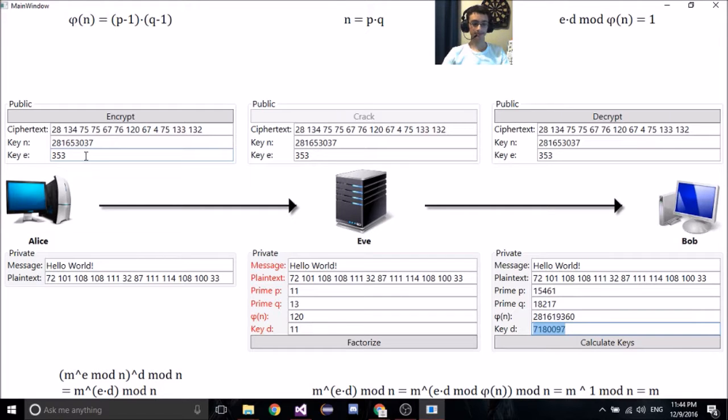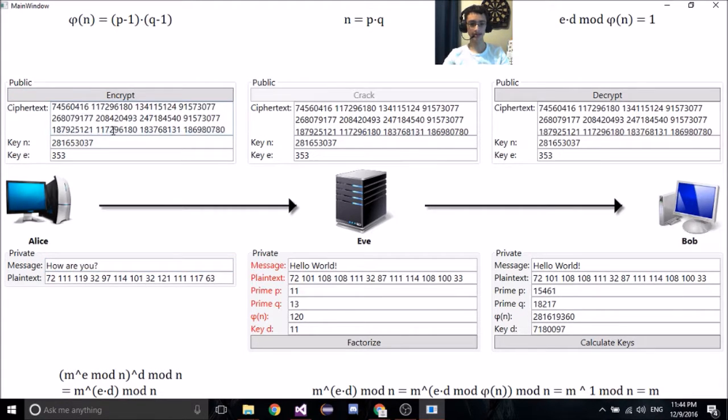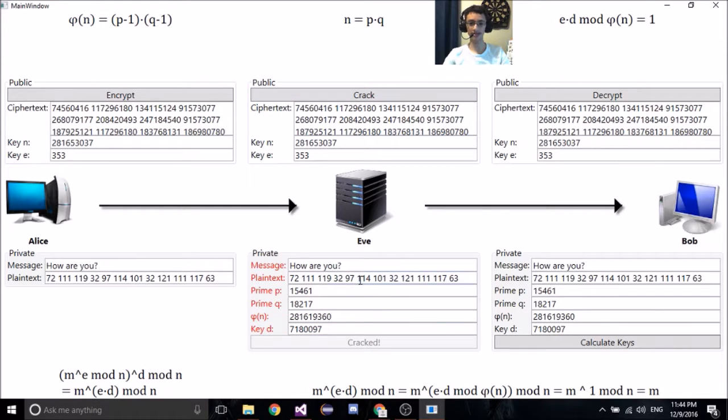And say Alice wants to ask, how are you? We encrypt that. That is the series of these numbers that we'll send over to Bob, who decrypts it and gets how are you. Eve, however, has to start factorizing all over again. It's not too hard. These primes are not that big. Calculate the totient, calculate the private key. We crack it, we get how are you.